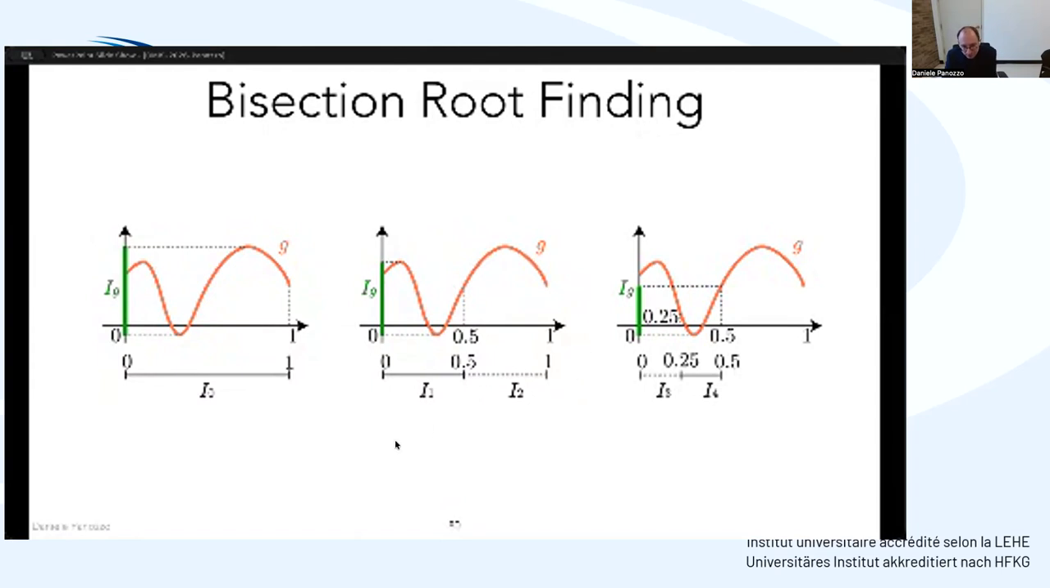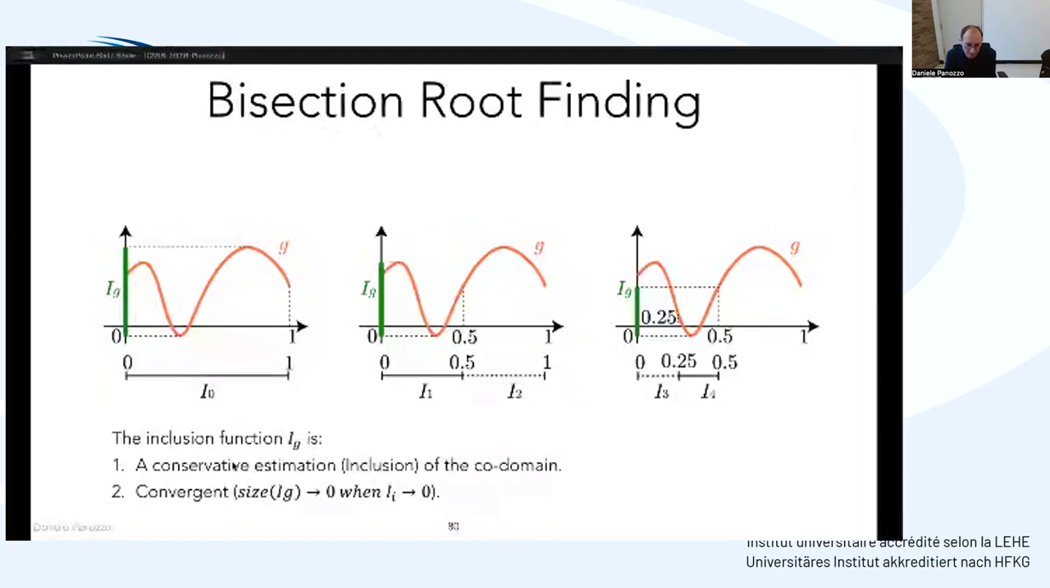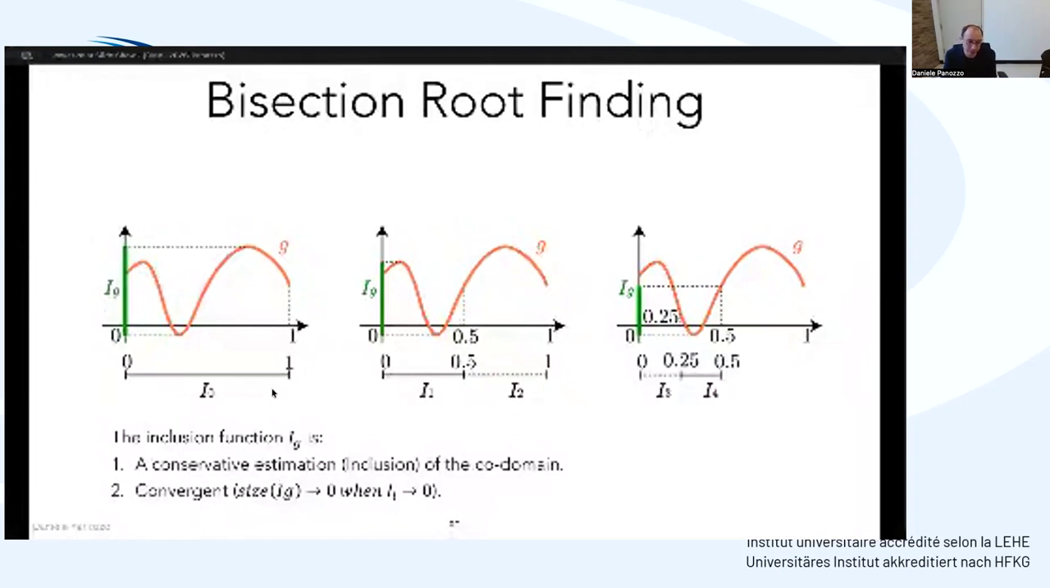More precisely, this inclusion function needs to have two properties. They need to be conservative and they need to be convergent, meaning that if you split the input interval, you get a sufficient reduction in the size of the interval in the codomain. There has been a lot of development in geometry processing on how to compute this. In this paper, we propose a method for doing this construction automatically, and more importantly, one that produces inclusion functions that are guaranteed to have these two properties in floating point.